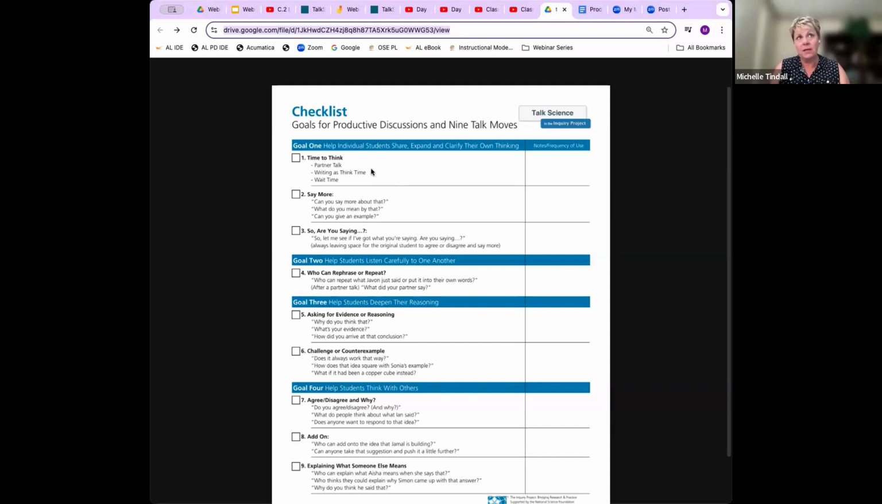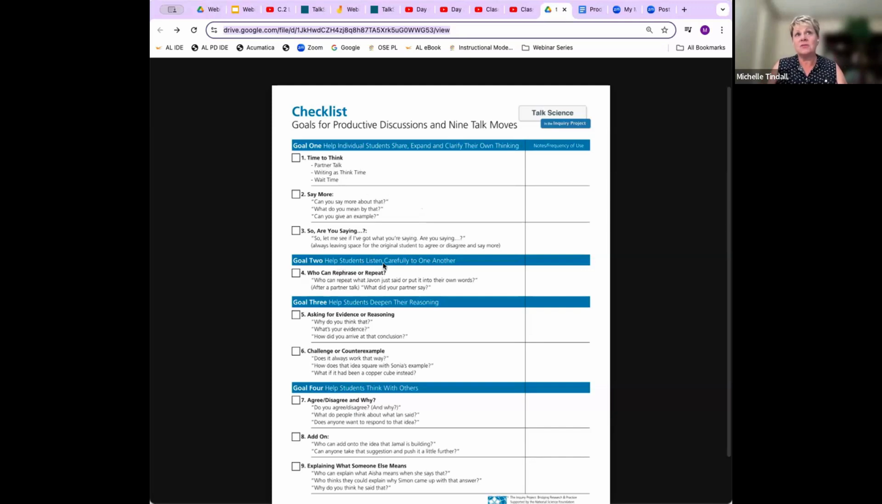So we did a think, pair, share. So you had your quick write, so time to think, and then partner talk before you go to the big group, using wait time, asking students if they can say more or give an example, and then revoicing. Are you saying this? All of those can help clarify the students' thinking.